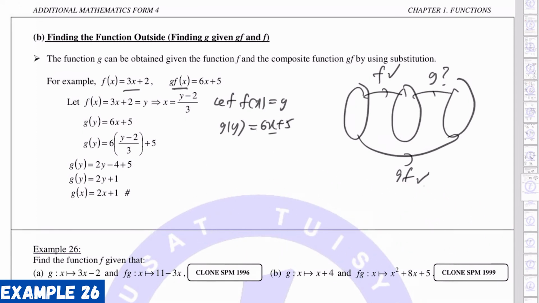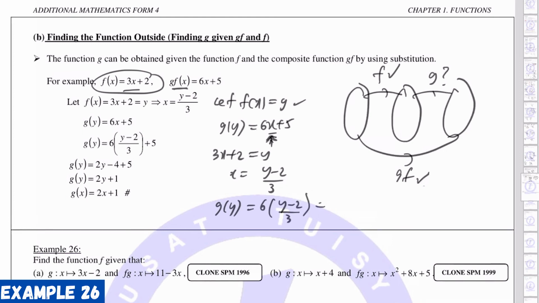So we need to basically change this x into y. So the question is, what's the relationship between x and y? Now we go back to the function f(x). We already know f(x) is y. So f(x) is 3x plus 2, and 3x plus 2 is y. By making x the subject, (y minus 2) over 3, I can substitute this x into here. Can you see? And g(y) is therefore 6 of (y minus 2) over 3 plus 5.